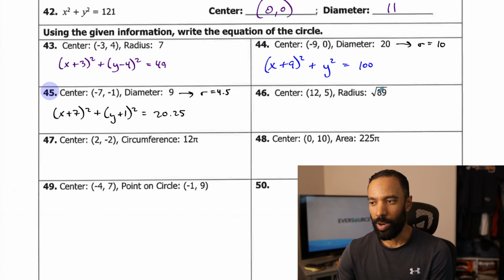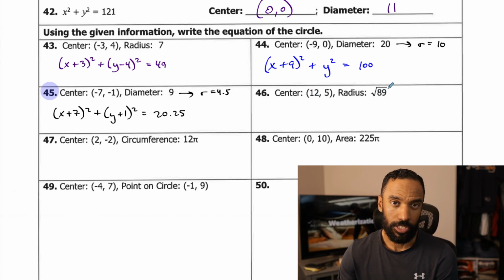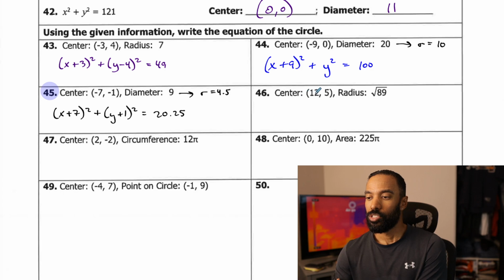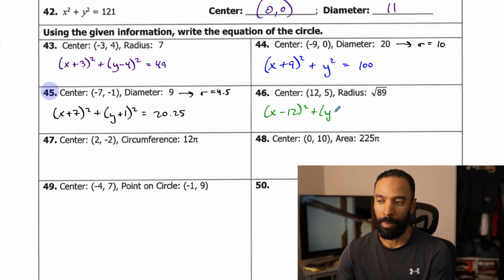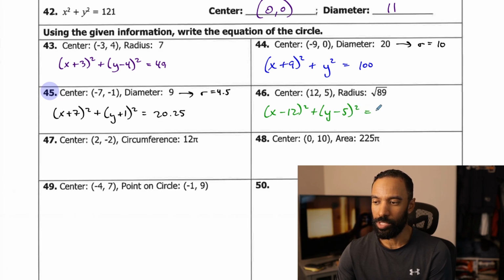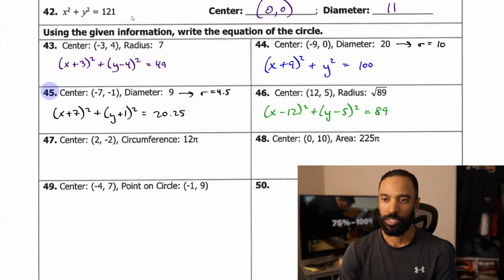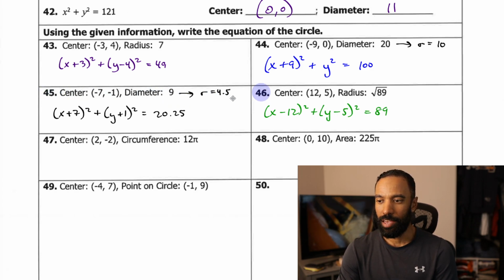Okay, so this radius is back here. You know what the square root of 89 squared is? Well, it's 89. So this is (x - 12)² + (y - 5)² = 89 as you square that. That was 46, excuse me. Number 47, we hit circumference.